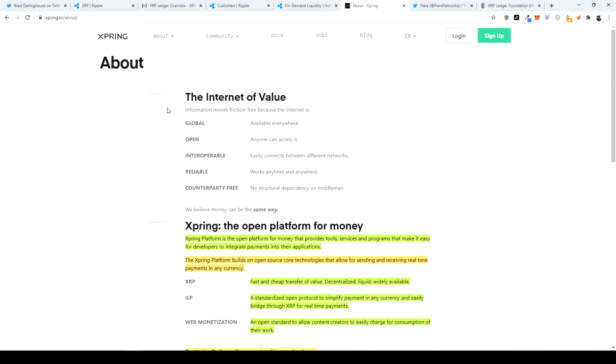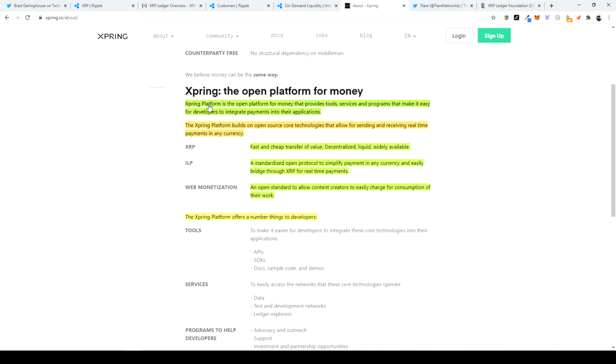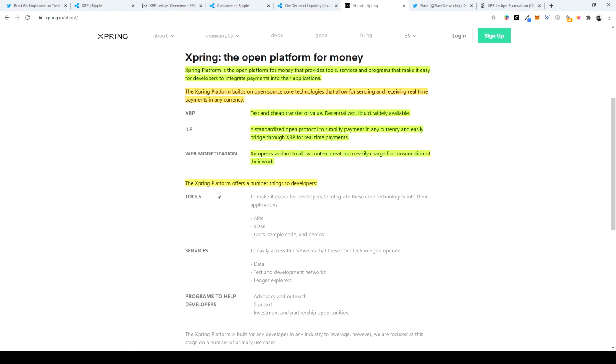About Xspring, the Internet of Value, they are working on this. Xspring, the open platform for money. Xspring platform is the open platform for money that provides tools, services, and programs that make it easy for developers to integrate payments into their applications. So the platform offers a number of things to developers: tools, services, programs to help developers.